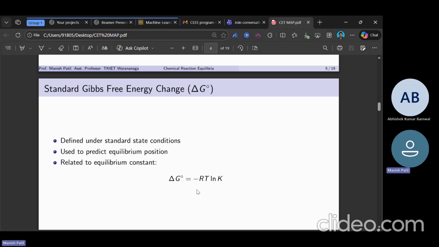The fundamental relation is delta G is equal to minus RT ln K. It is one of the most important equations for solving most of the problems, where R is the gas constant, T is absolute temperature, and K is the equilibrium constant. A large negative delta G means a large K, which produces product dominance. When delta G is positive, it would be a small K, and the reactant is going to be dominating.